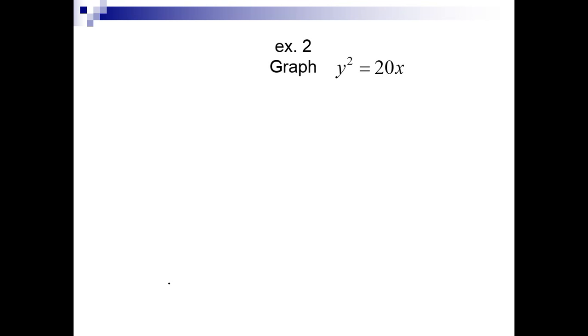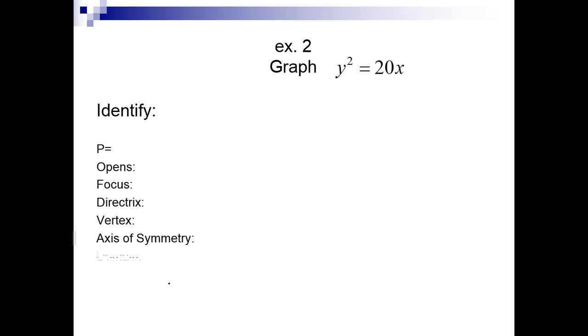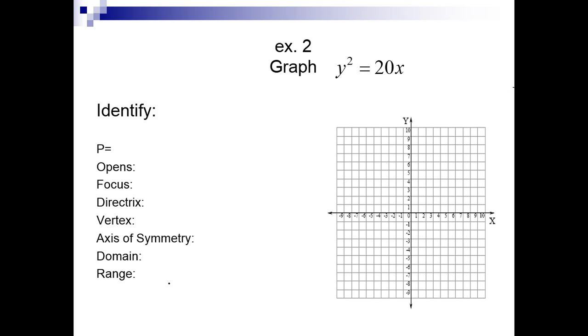Now, here is y squared equals 20x. So this should be the second example you have on your note sheet. Just like last time, we want to find P. How does it open? What's our focus? What's our directrix? What's our vertex? What's our axis of symmetry? What's our domain? And what's the range? And then, of course, make a graph.